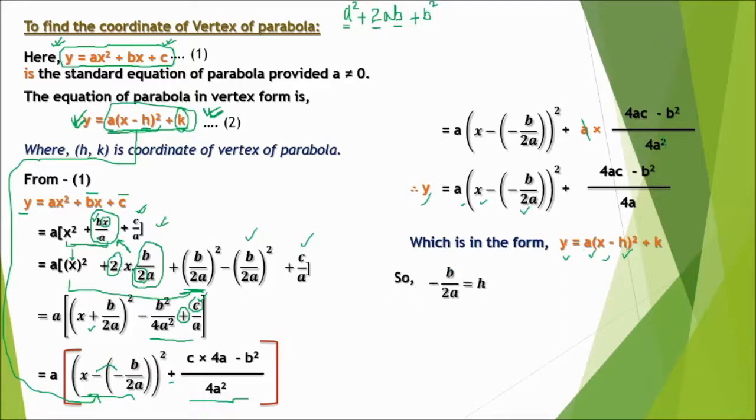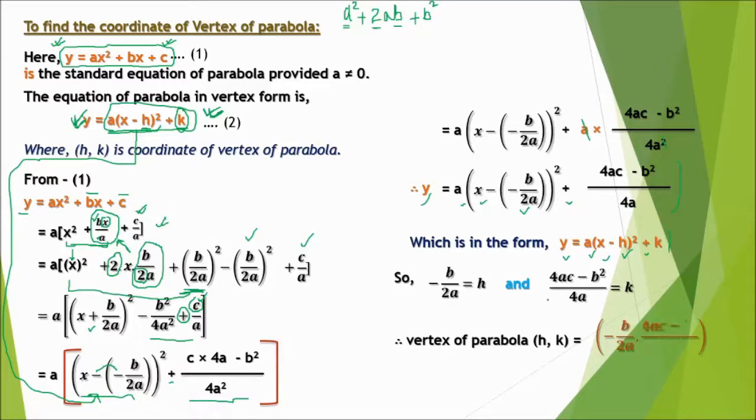Now the remaining is k. So the entire remaining value is k. So let's write k equal to 4ac minus b square upon 4a. Now the vertex of the parabola, which is h comma k, is minus b by 2a, h comma k. So the value of h is this one and the value of k is this one. So this is the coordinate.